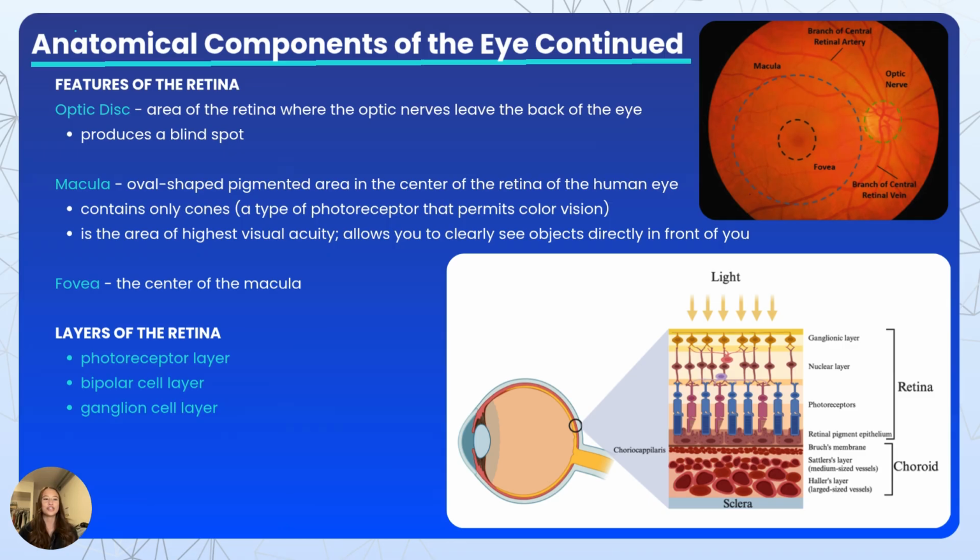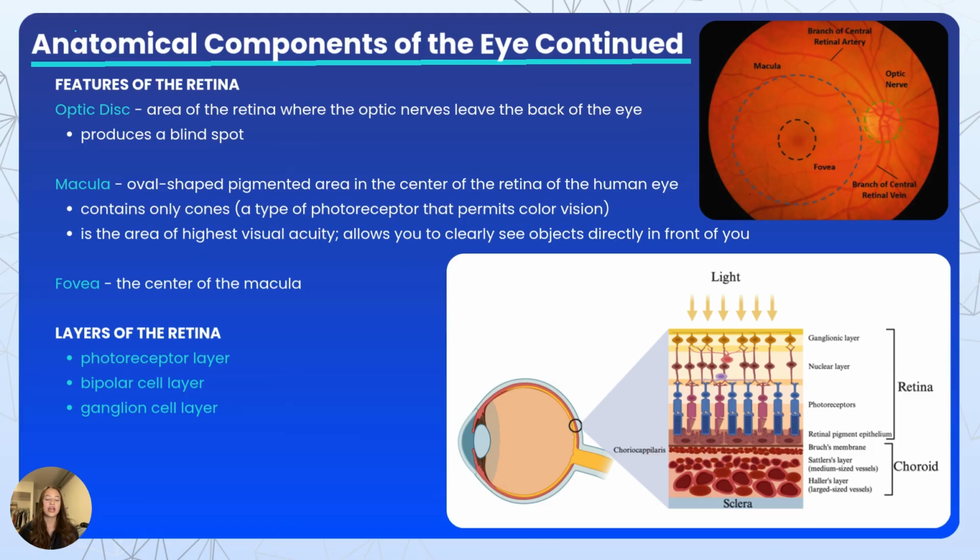Next, we'll go over features of the retina. First is the optic disc, which is the area of the retina where the optic nerve leaves the back of the eye, and it produces a blind spot. There's also the macula, which is an oval-shaped pigment area in the center of the retina of the human eye, and it contains only cones, which is a type of photoreceptor that permits color vision.